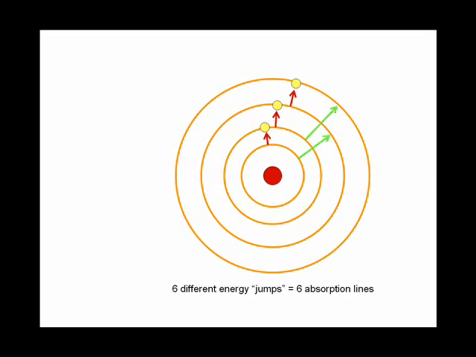But it can also jump up 2 orbits at one time, or even from the lowest orbit to the highest orbit in a single jump. So altogether there are actually 6 different energy jumps here, and therefore there are 6 different absorption lines. So any of these energy jumps can be induced by an electromagnetic wave if it has the right frequency that corresponds to each of these energy jumps.